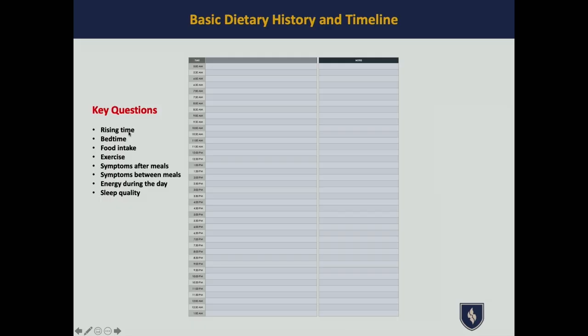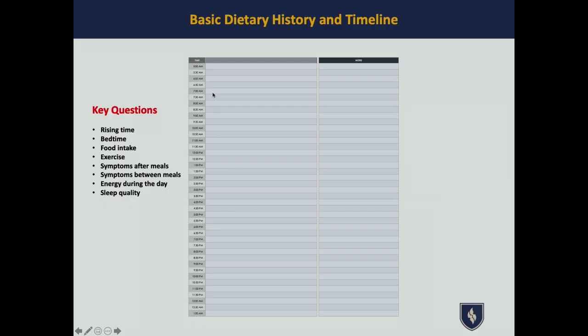But you can look at rising time, find out when they wake up, figure out what they're eating and at what time throughout the day. That's really, really important to identify dysglycemia patterns. So find out the rising time and bedtime and look at their food intake, figure out when they exercise, look for symptoms after meals, symptoms between meals, energy during the day, and sleep quality.